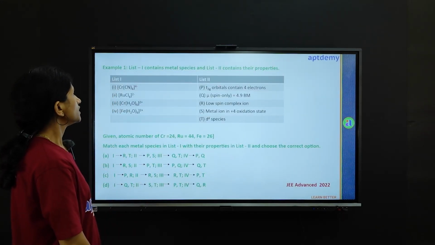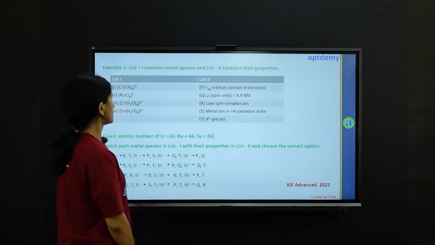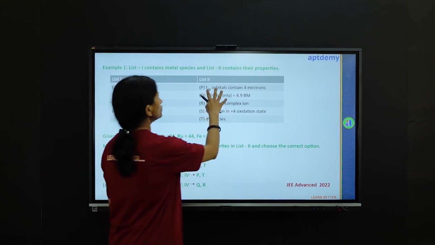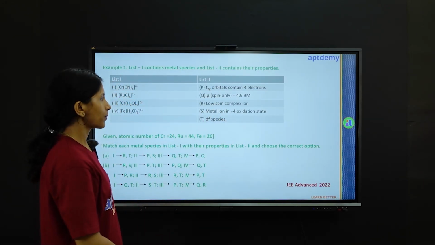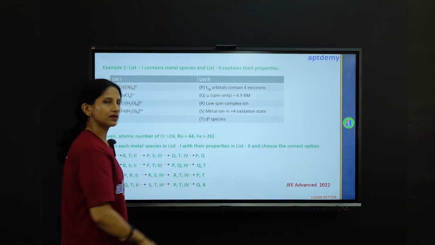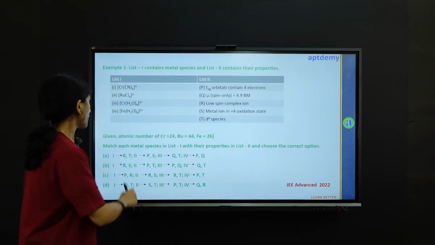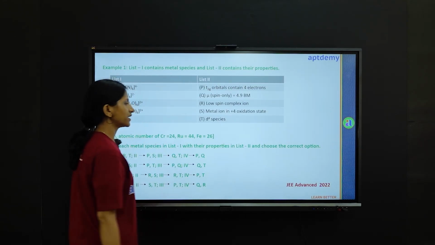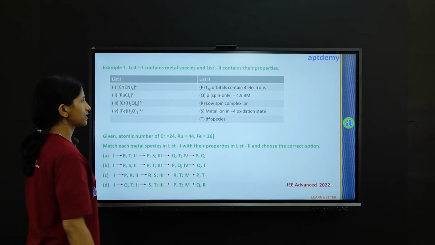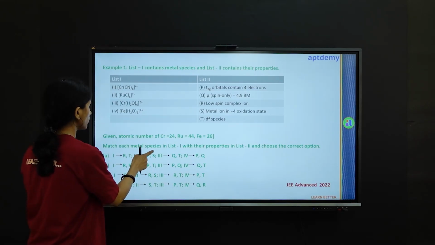The problem is: list 1 contains metal species and list 2 contains their properties. You can see some metal species are given in list 1 and list 2 is presenting some properties. Given atomic numbers of chromium, ruthenium and iron are 24, 44 and 26. Now match each metal species in list 1 with their properties in list 2 and choose the correct option. Some options are given. Now these are the metal species. In the next slide we will solve them one by one with their properties.